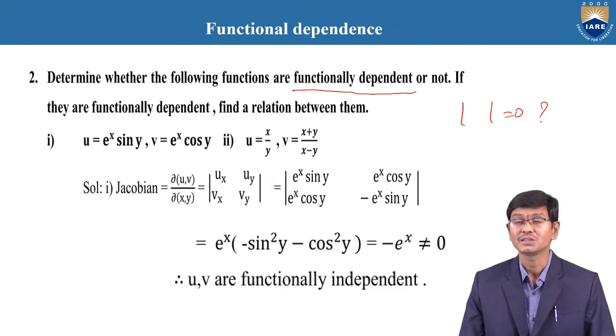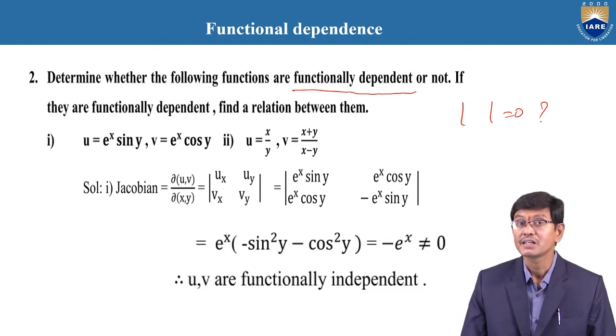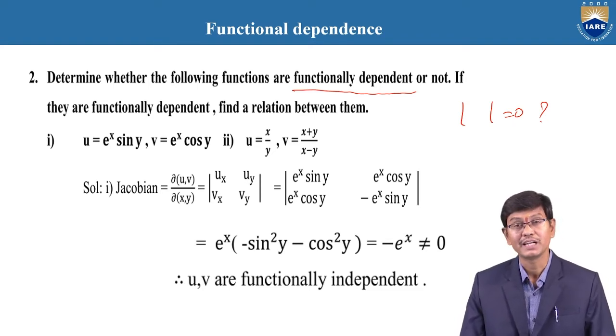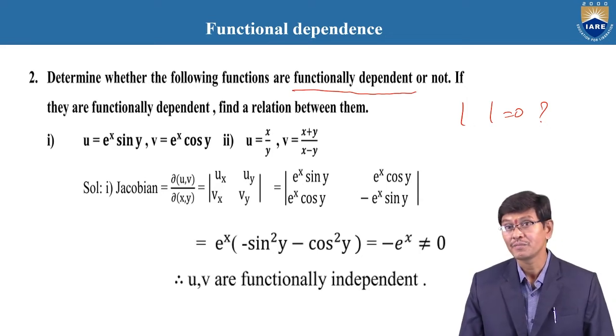Now we need to find the determinant of this 2 by 2, which is AD minus BC. After cross multiplication like AD minus BC, here e^x is a constant, so take it out common outside. The remaining term is minus sin square y minus cos square y. Therefore, take the negative out common: that is sin square y plus cos square y. With the help of the formula, it is 1 only.